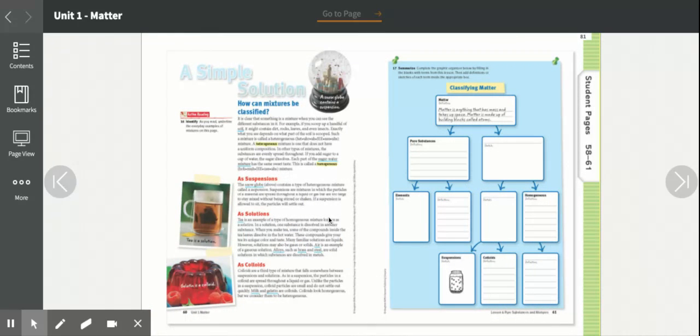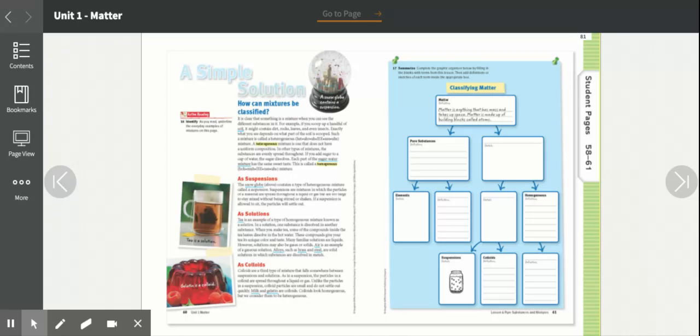A simple solution. How can mixtures be classified? It is clear that something is a mixture when you see the different substances in it. For example, if you scoop up a handful of soil, it might contain dirt, rocks, leaves, and even insects. Exactly what you see depends on what part of the soil is scooped. Such a mixture is called a heterogeneous mixture. A heterogeneous mixture is one that does not have a uniform composition.